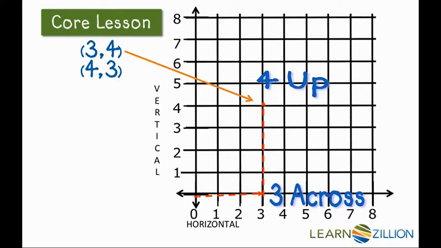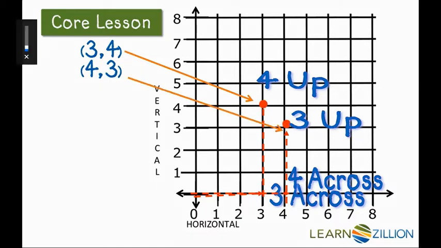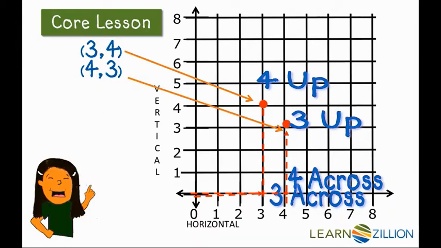What about 4, 3? Is that the same as 3, 4? Remember, we just found that to plot 3, 4, we needed to move 3 units to the right and 4 units up. For the ordered pair 4, 3, first we move 4 intersections to the right and then 3 intersections up. These 2 points are not in the same place, as you can easily see on this screen.